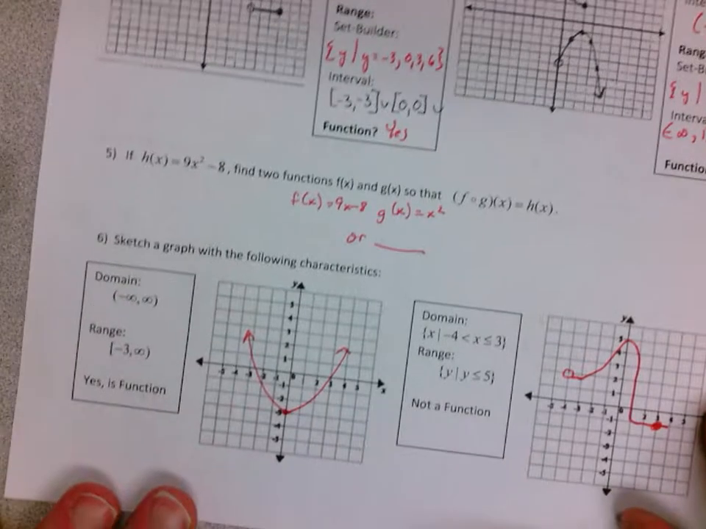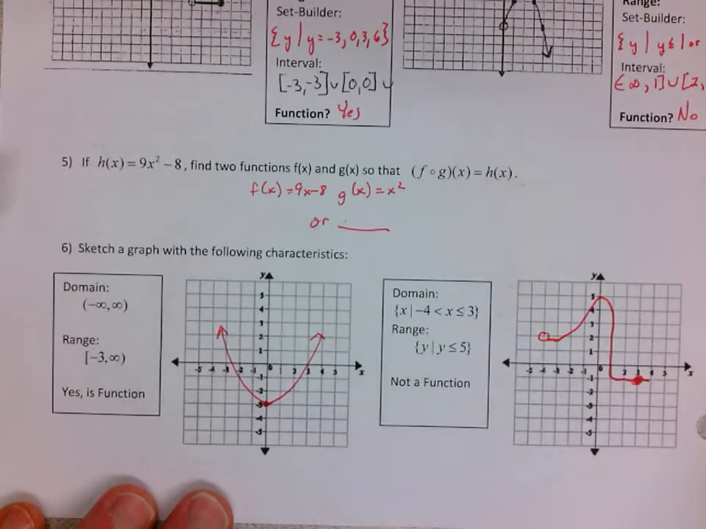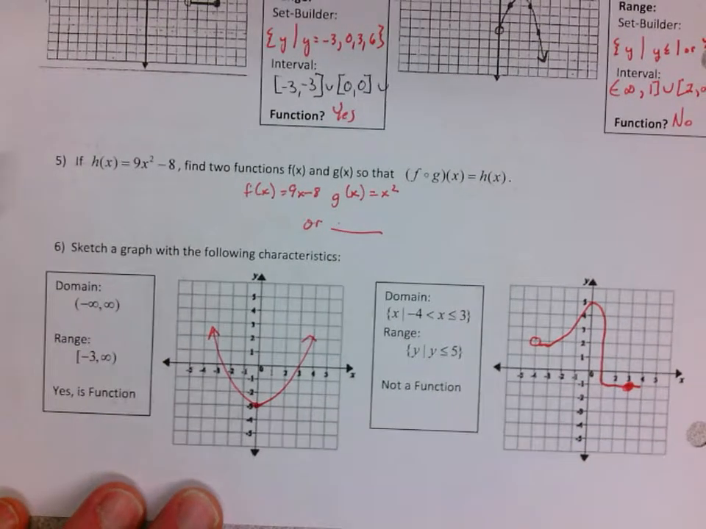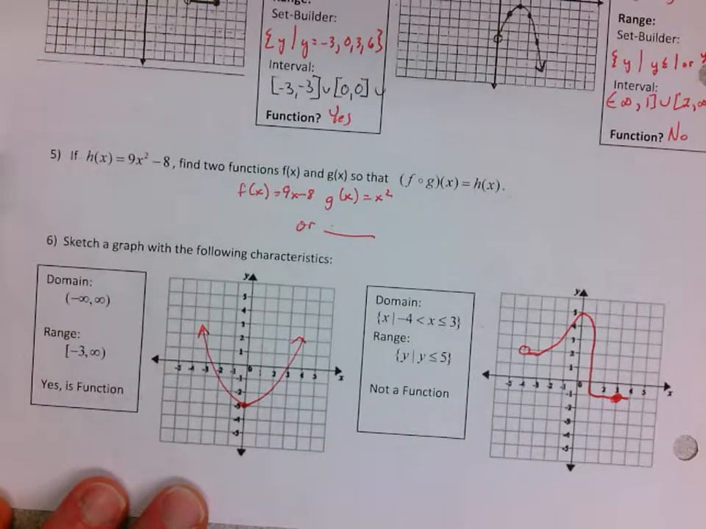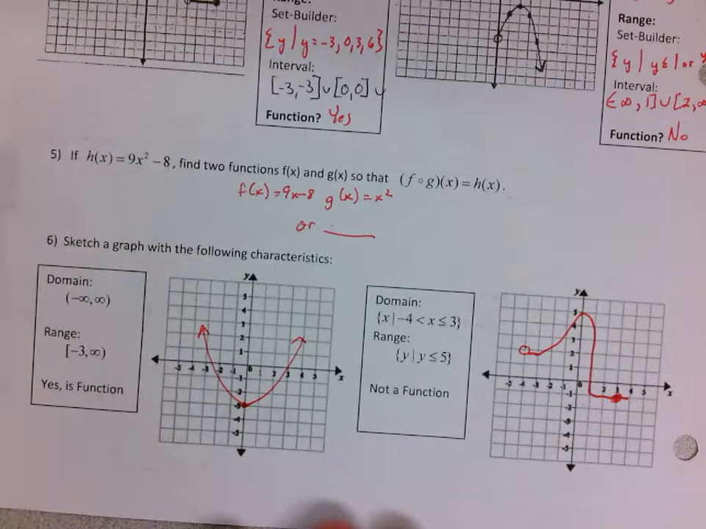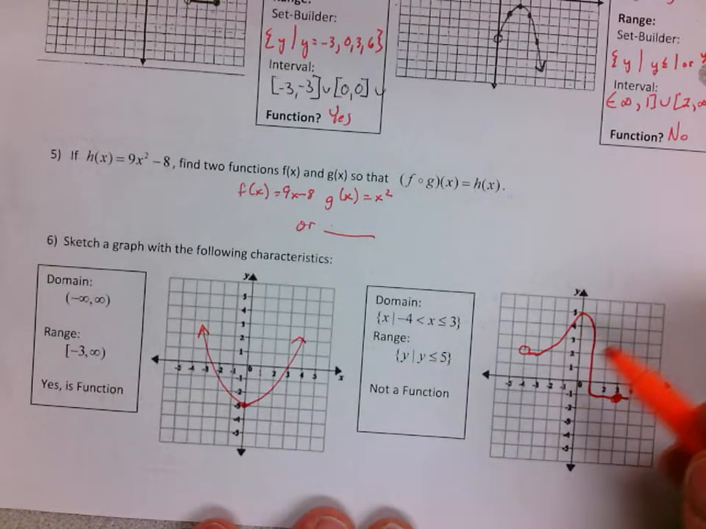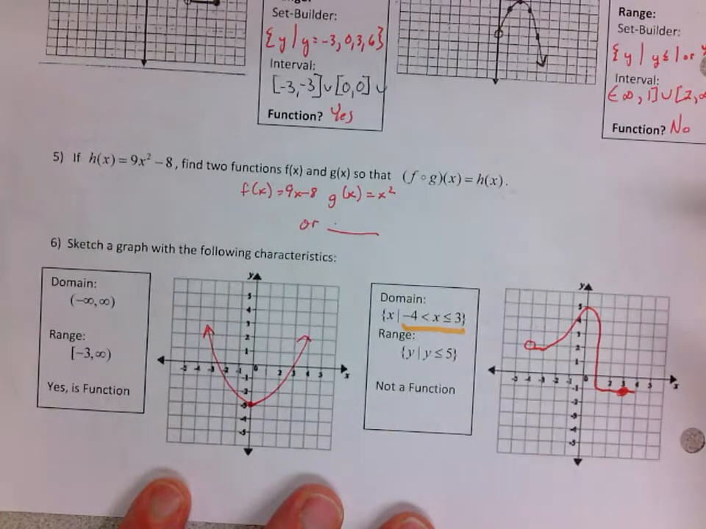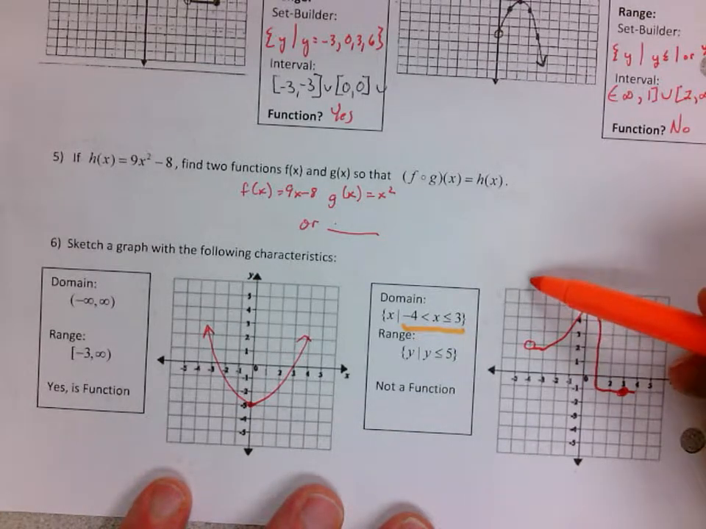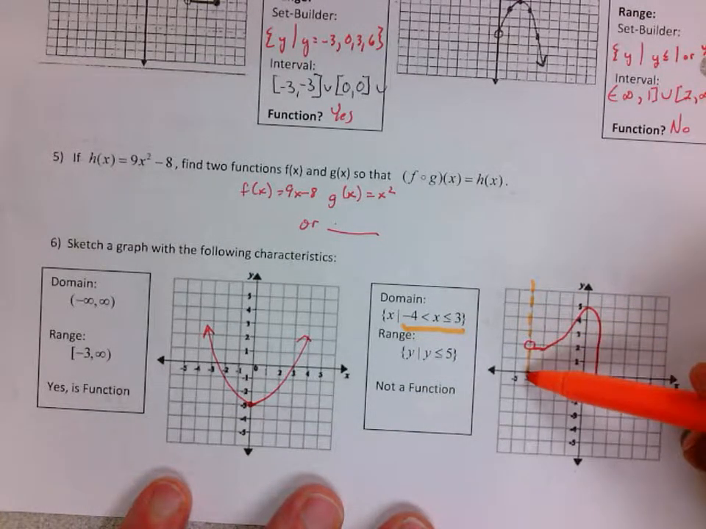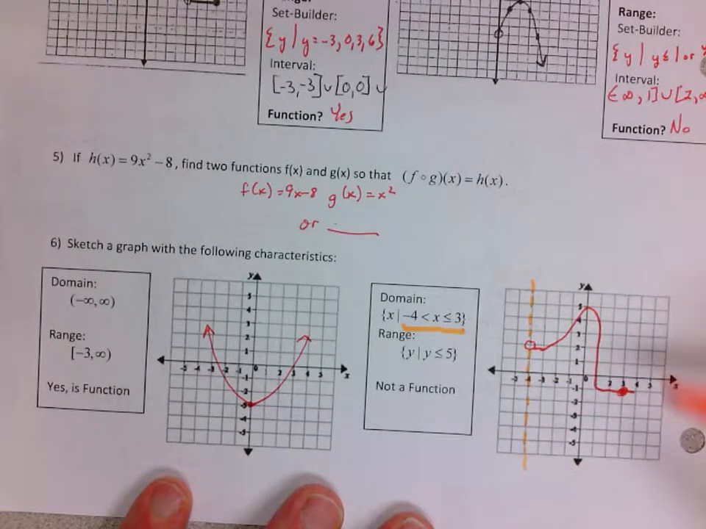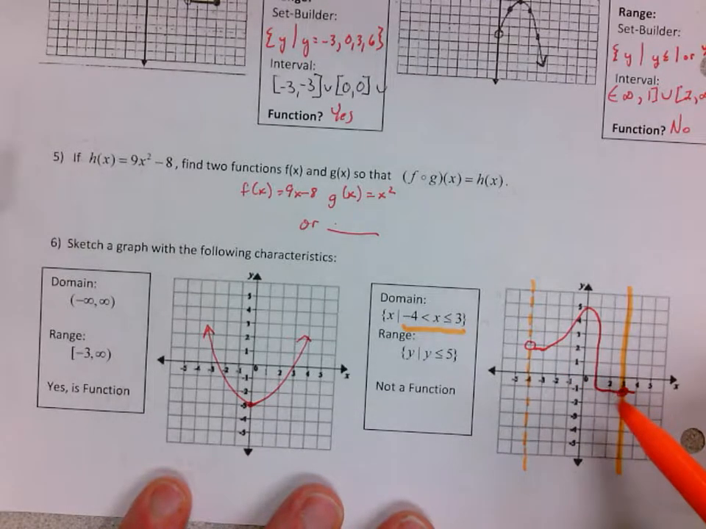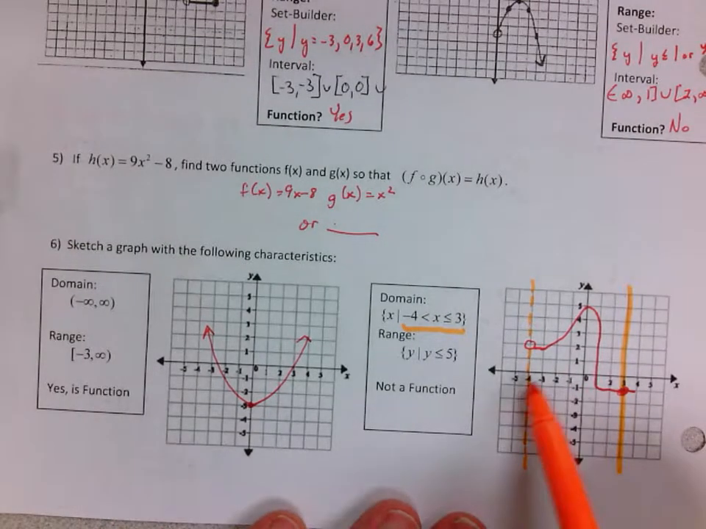Sketch a graph of the following characteristics. Again, we talked about this in class, but think about this one over here as my domain is from negative 4 to positive 3. So your graph has to be in this area, and it has to have an open circle on one end and a closed circle on the other. And then it also has to be less than or equal to 5.